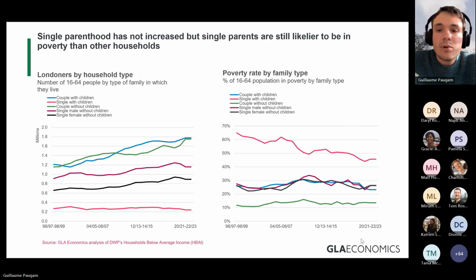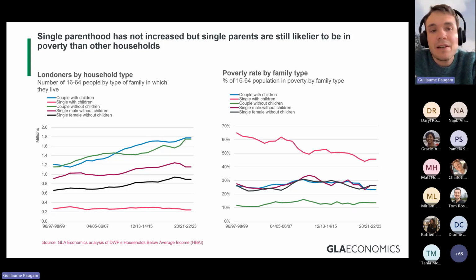Here, what I want to emphasize, the graph on the left is very much meant to ground the discussion. What we see is that single parents are a minority among working age Londoners, and quite a stable one as well. In fact, over the past 25, 30 years, we see a rise in the number of working age Londoners living in couples. The reason I want to emphasize that is to say that I think any analysis of poverty or in-work poverty that solely concentrates on single parents will miss a big part of the picture, which isn't to say that single parents are not vulnerable or worthy of policy attention, not at all.